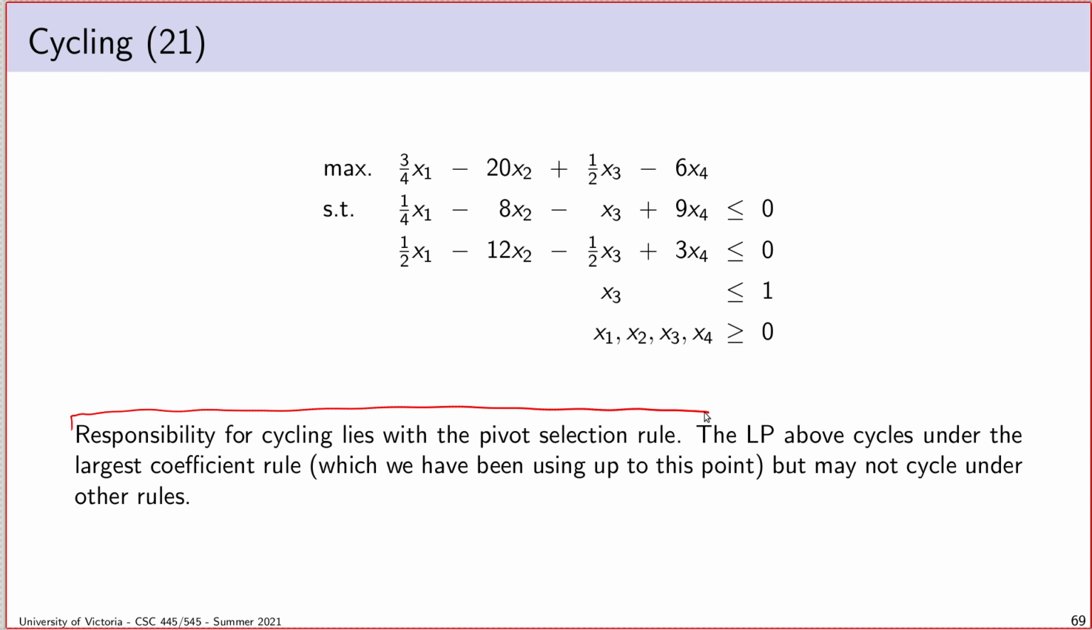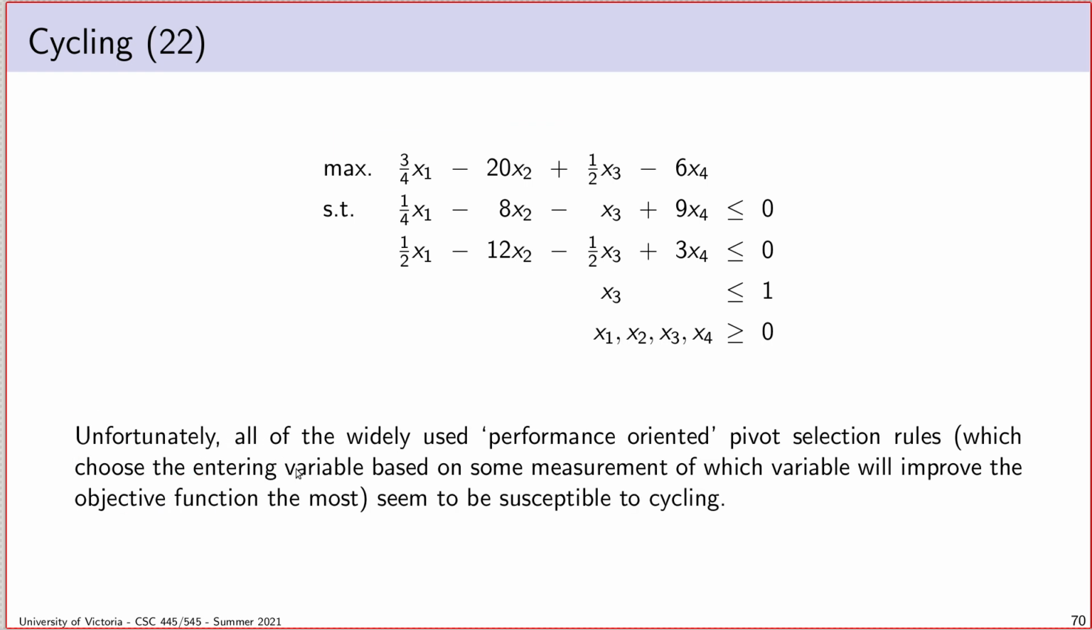And it's true that this LP cycles under the largest coefficient rule, which is the one we've been using up until this point. I could choose other pivot selection rules and this LP wouldn't cycle. But all of the other performance-oriented rules that exist seem to have LPs that cause cycling. So although I can avoid cycling on this LP with a different rule, I can't avoid cycling altogether with necessarily any particular pivot selection rule, especially the ones that are performance-oriented.